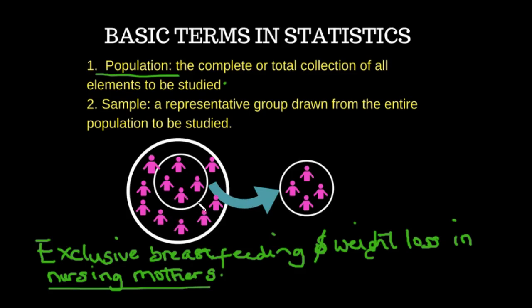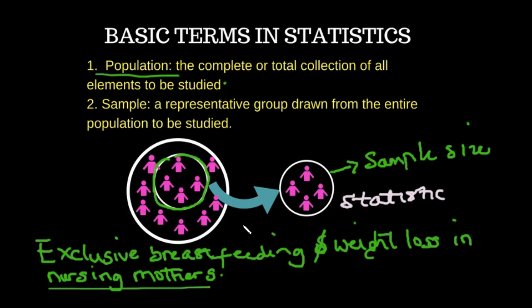So what we usually do is to have a representative portion, which is called the sample. You can see the sample here, represented by this small circle. The total number of elements in the sample is called the sample size. Now, any summary number that is describing a sample is called a statistic, and any summary number that describes a population is called a parameter.